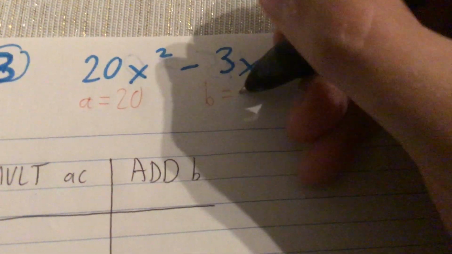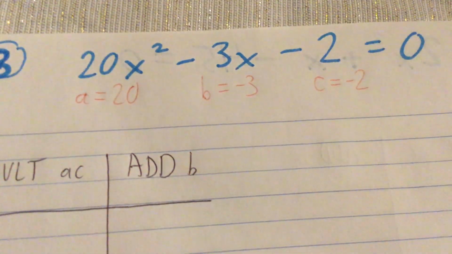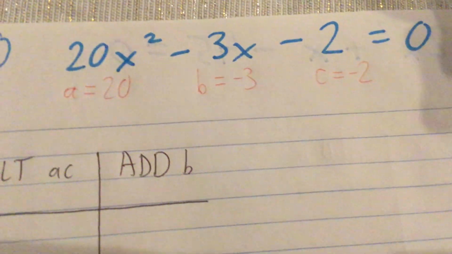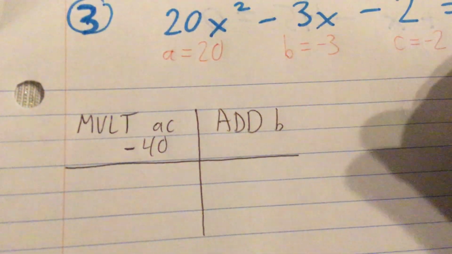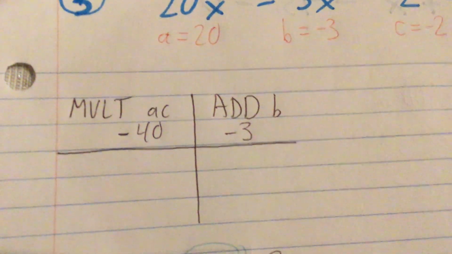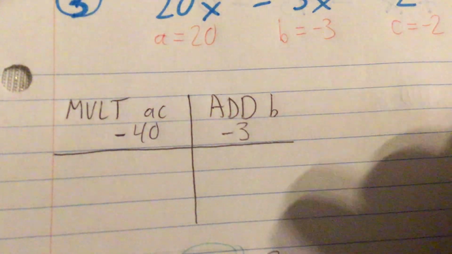My A is 20, my B is negative 3, and my C is negative 2. So my AC, 20 times negative 2, would be negative 40. And then B is negative 3. So now, what two numbers multiply to negative 40 and add to negative 3?